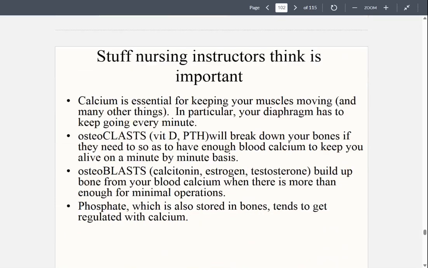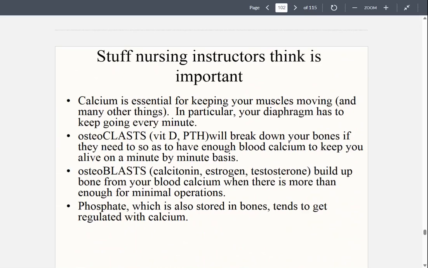All right, there are some things that we're going to throw in here, because this is kind of a catch-all, that our nursing instructors think you should make sure you are really paying attention to. One of them being calcium is essential for keeping your muscles moving. In particular, your diaphragm. Diaphragm has to keep going every single minute. It does not get a single second off. So having enough calcium is really important.